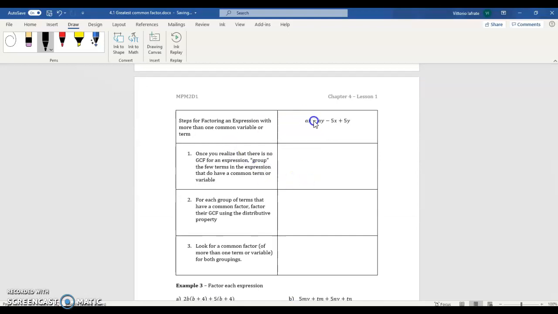So here we have ax minus ay minus 5x plus 5y. And as you can see, this a has an x, this a has a y but no x, this 5 is an x with no y, and this 5 is a y but no x. So there's no common variable that we can take out. So what we're going to do is group some similar terms together. Ax minus ay, that's pretty similar because they both have a. So we'll have ax minus ay.